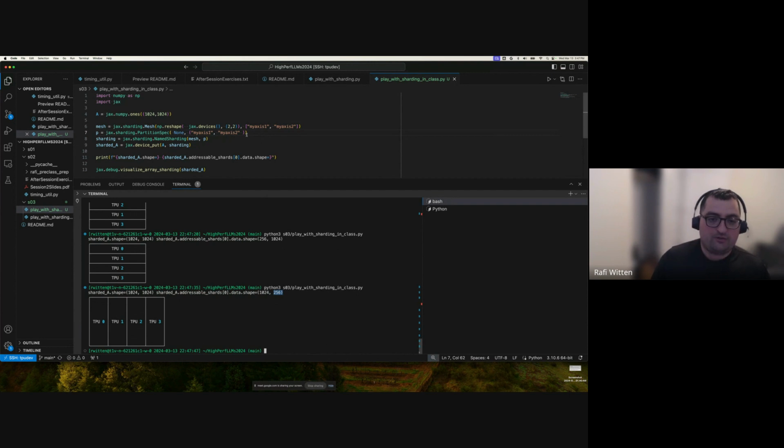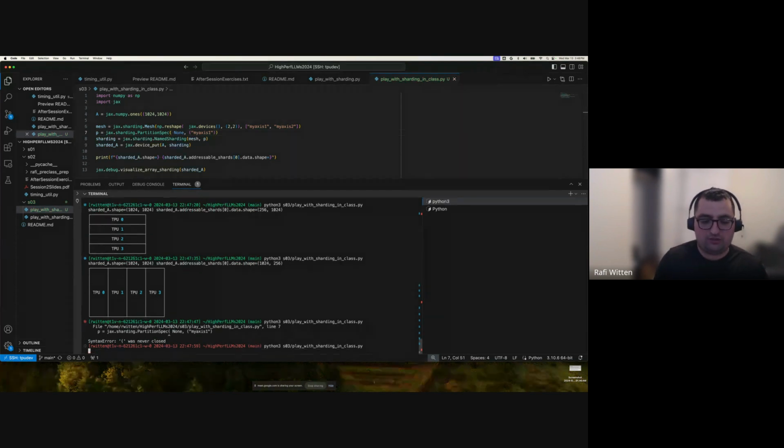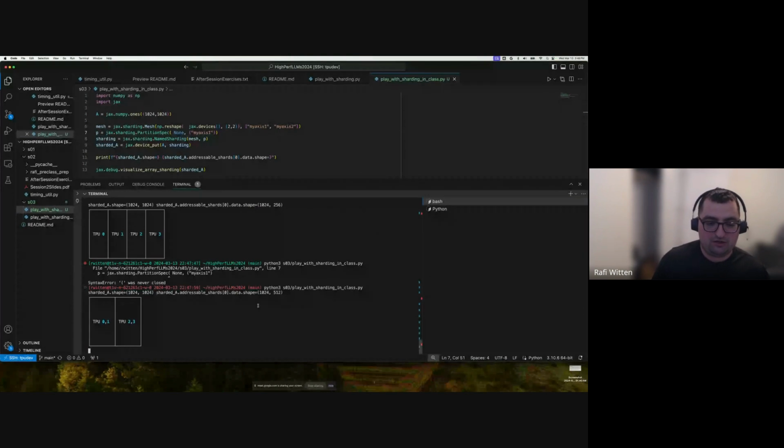There's a final case we should talk about, which is that we can do a partial replication. So if we shard only over my axis 1, each of the chips should get a 1024 by 512 chunk. And the chips will each have 2 copies of it. So we see that here. The total size is still 1024 by 1024, and the data shape is 1024 by 512. We've partially replicated each of these tensors.